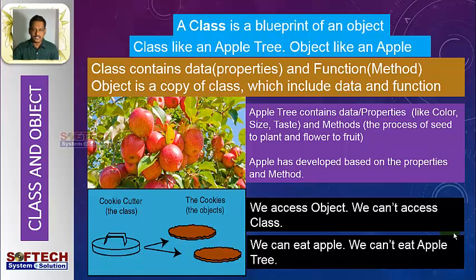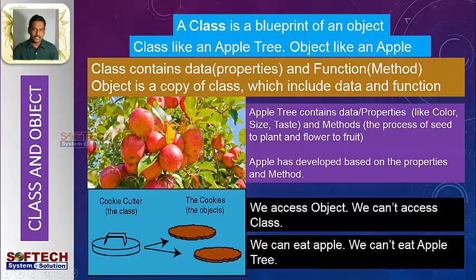So what is a class? Class is a blueprint of an object. Class is like an apple tree, and an object is like an apple. The apple tree contains the properties of an apple, that is color, size, taste, and the methods to process the apple, that is the process of a seed to plant and flower to fruit. These are the methods. All the properties and methods are already stored in the apple tree. Based on that property and method, it gives an apple. So the apple is an object. That object consists of all properties and methods of the apple tree.